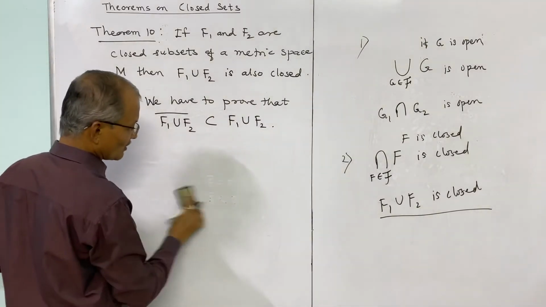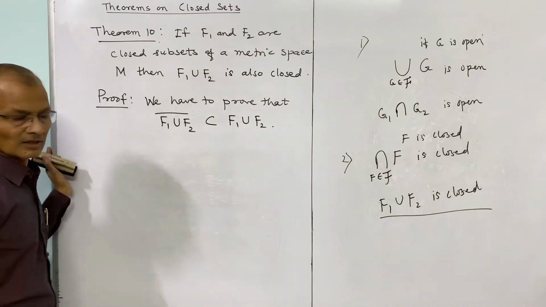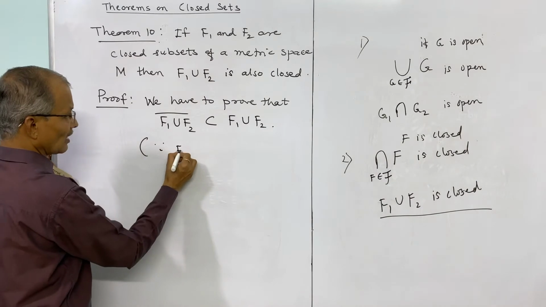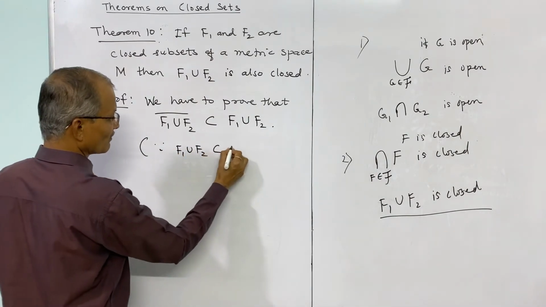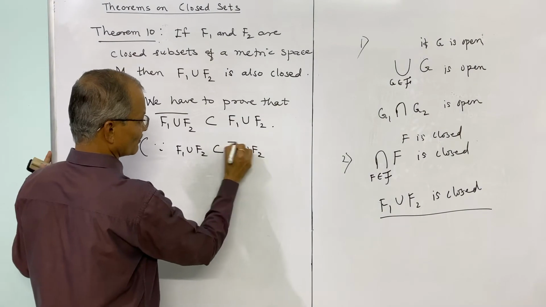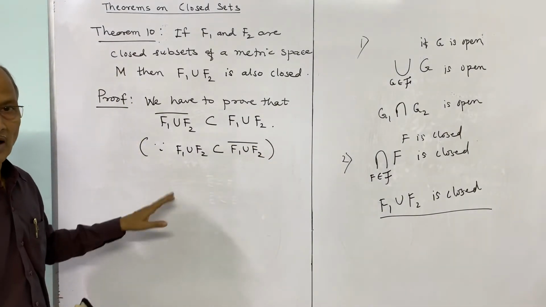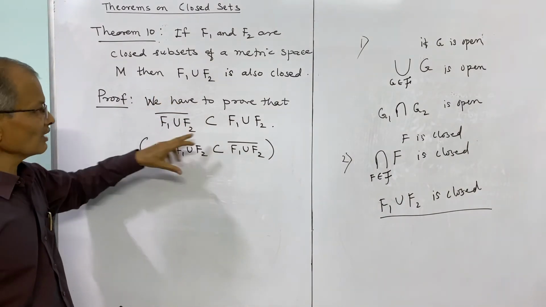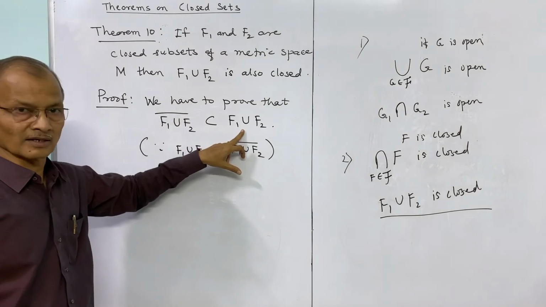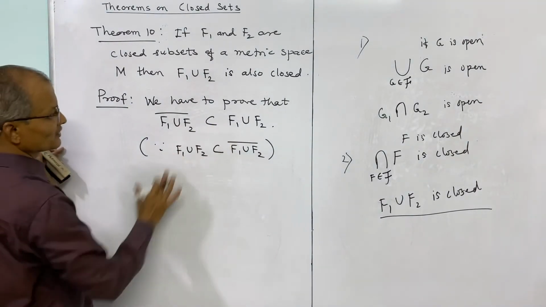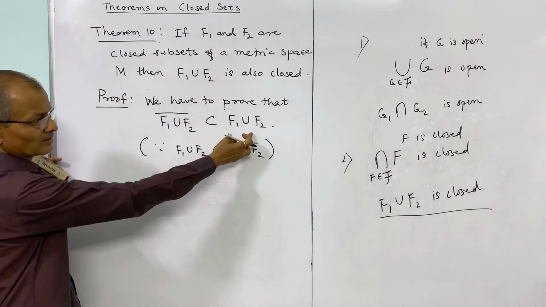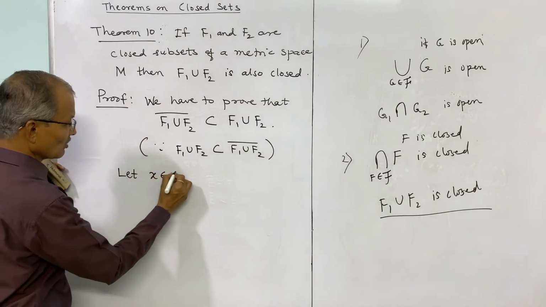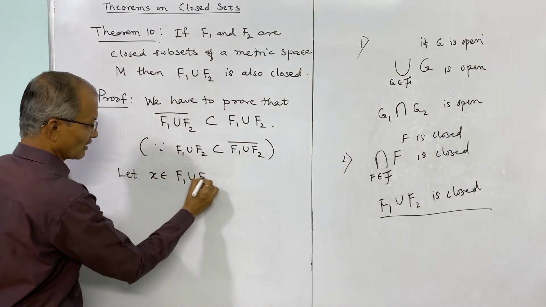And since we always have that F1 union F2 is a subset of the closure of F1 union F2, this we have as a corollary: E is always contained in E bar. So we need only to prove this. To prove a closed set, we need the closure of that set to be contained in the set. Now to prove this subset relation, let X be in the first set and prove that X is in the second set. So for that purpose, let X belong to the closure of F1 union F2.